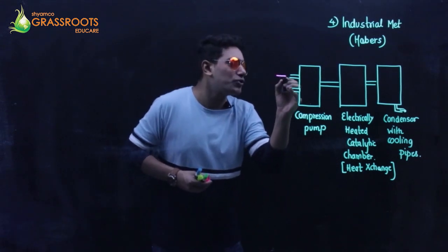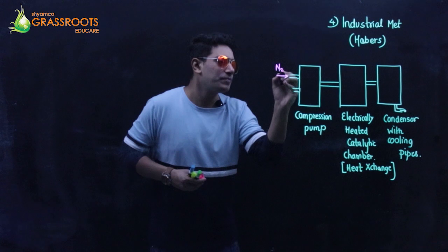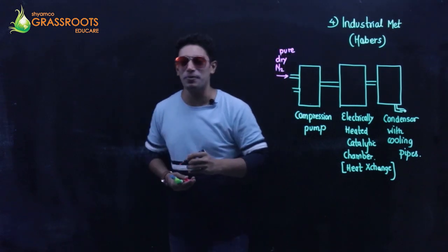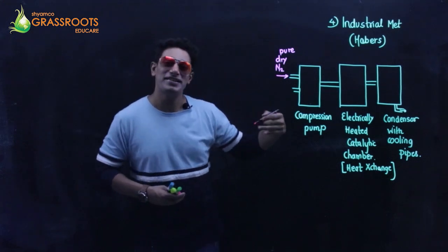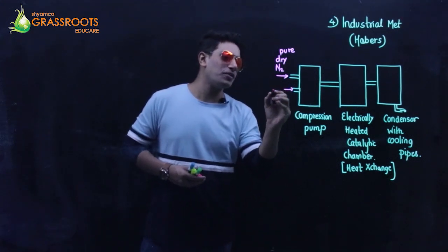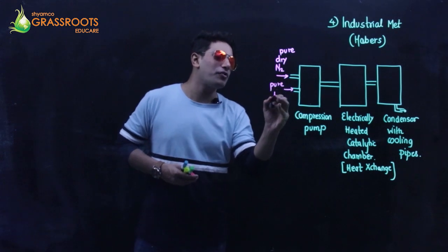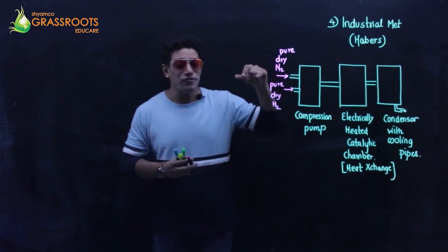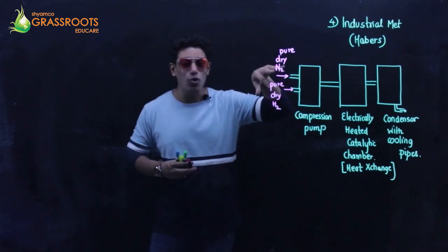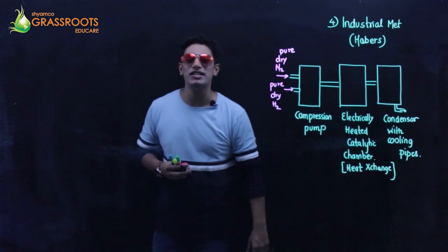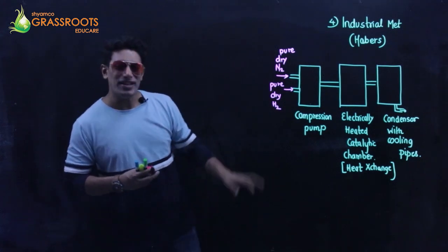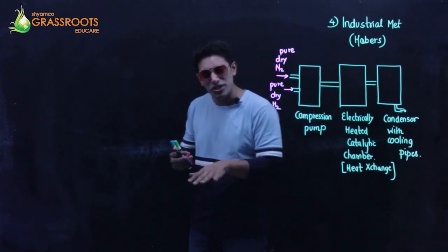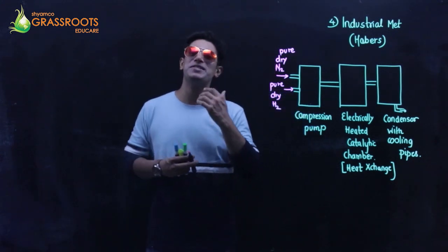Okay. The inputs are nitrogen, dry, please, pure, please. So in simple language, pure, dry nitrogen. And the other input from the other end is going to be pure, dry hydrogen. Now, why should they be pure? Because if impurities enter along with them, the impurities will poison the catalyst. When they poison the catalyst, the efficiency of the catalyst will reduce. So the reaction will not be smooth.